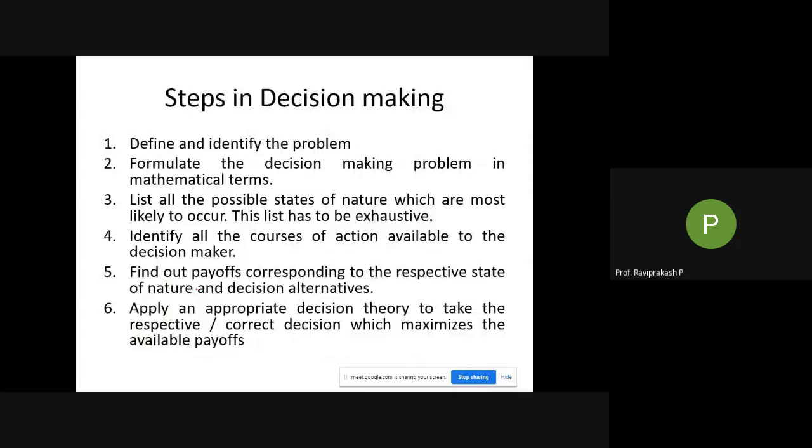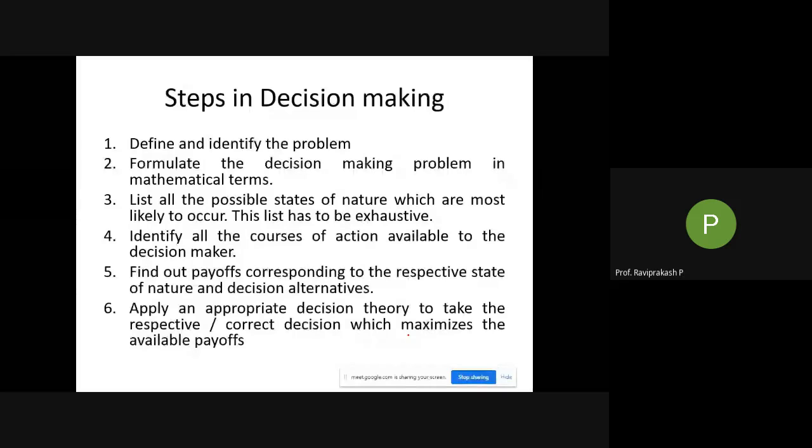Then, after finding out the payoffs, we apply an appropriate decision theory to take the correct decision which maximizes the available payoffs. Here they say maximizes, but in my example it is cost, so I need to minimize the cost. But if you are gaining some amount or are into profits, then I need to maximize. There are different alternatives given to you. As a general human tendency, I want to increase my profits and decrease my losses.